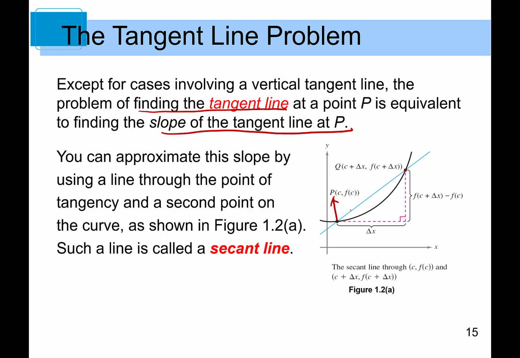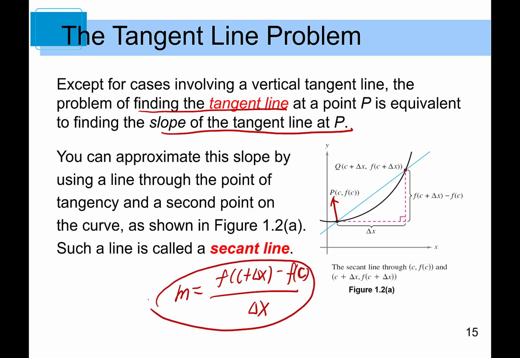Right? So in this case, the slope is equal to f of c plus delta x minus f of c over delta x. Okay, this is change of x, that's change of y. And such a line is called a secant line. And the secant line is a very important concept with respect to the tangent line.